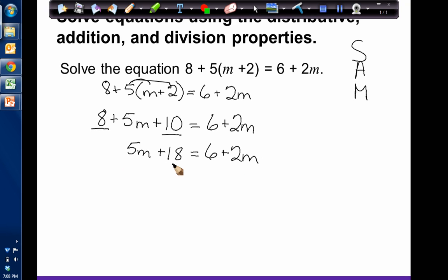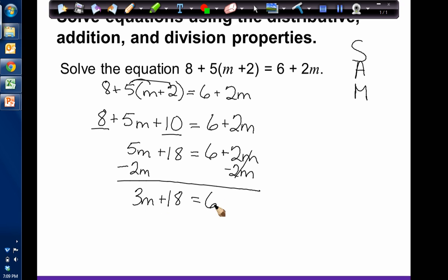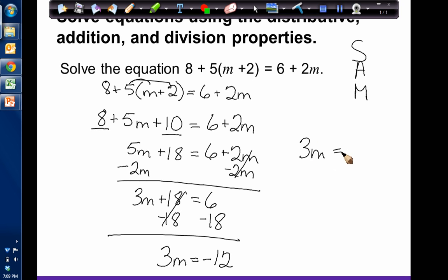Now that each side is simplified, we're going to move on to the addition subtraction step. Now we're going to be moving things from one side of the equal sign to the other. We want all the terms that have m's in them on the same side. I'm going to subtract 2m from both sides. This will cancel. We'll have 3m plus 18 equals 6. And now I want the terms that don't have m's on the other side. I'm going to subtract 18. This will cancel. 3m will be negative 12. I'm going to rewrite 3m equals negative 12.